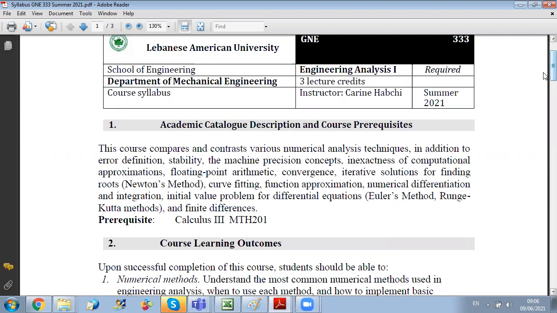We will study convergence of a solution. We will learn iterative solutions for finding roots. We will learn curve fitting techniques: if you have several points, how you can get a certain function that represents these points. We will go over function approximation and numerical differentiation and integration, in addition to initial value problems for differential equations and finite differences. So we will go over all of these in this course.